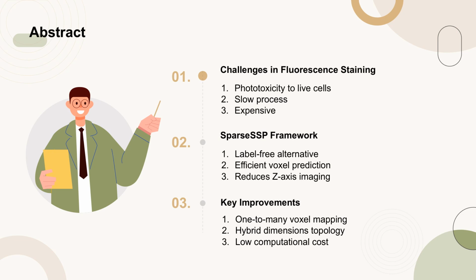To address these issues, the authors introduced SparseSSP, a framework that predicts subcellular structures from transmitted light images without labels. This approach is faster and more cost-effective. SparseSSP introduces two major improvements: a one-to-many voxel mapping paradigm and a hybrid dimensions topology. These innovations allow the framework to reduce the need for Z-axis imaging and lower computational costs, making it more efficient than previous 3D topology-based methods.